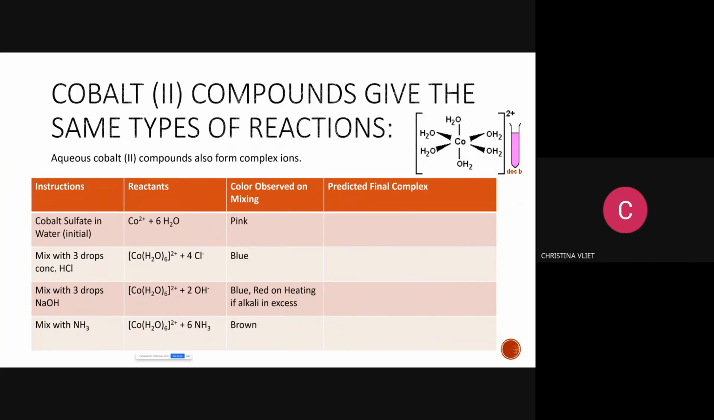All right, so we have to do that for copper, but we also have to do it for cobalt. For cobalt, it's very similar. Key difference is instead of 4 NH3s, it's 6 NH3s. And from there, this is Co(H2O)6, and it starts off as pink. Then if I add chlorine to that, instead of pink, it turns blue.